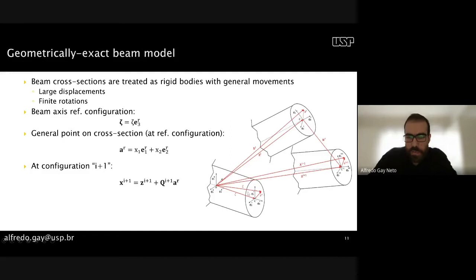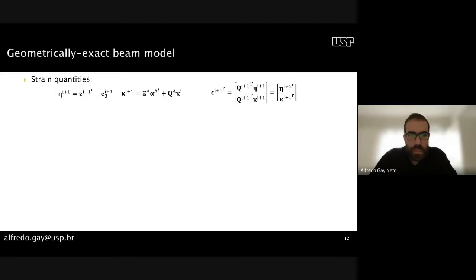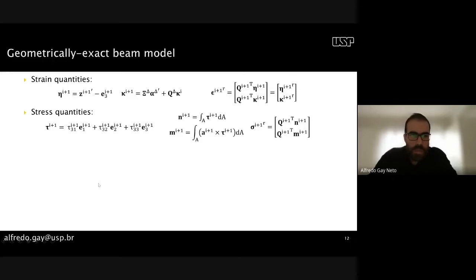The trick here is that you can write this point, this vector here, to represent an arbitrary rotation, depicted here in this tensor. You also have the translation of a given point of your cross section. That's the basic kinematic description we have in this model. After that, you have to describe some incremental kinematic fields. I will not go into details about these strain quantities, but just give you an idea. We have two strain quantities and stress quantities. We have this translational strain measure, and this is the rotation per unit length.